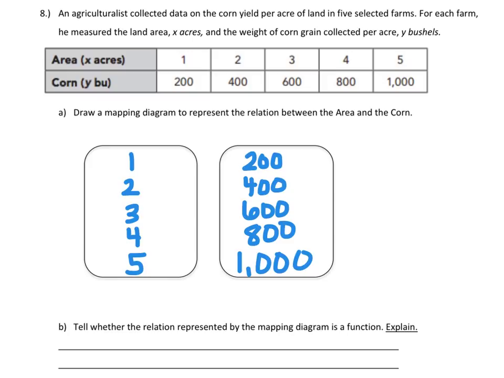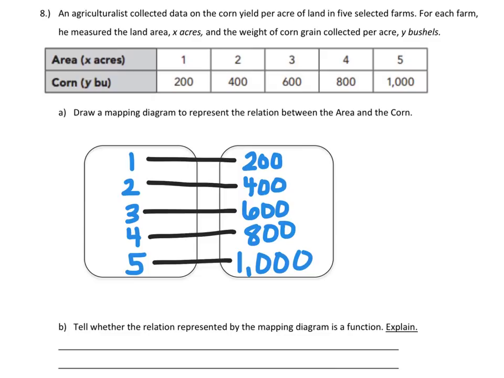Now, to map it, I just draw lines connecting the partners. 1 is partnered with 200. 1 acre has 200 bushels of corn. 2 acres has 400 bushels. The 3 goes with 600, the 4 goes with 800, and the 5 goes with 1,000. This is a 1-to-1 relation.